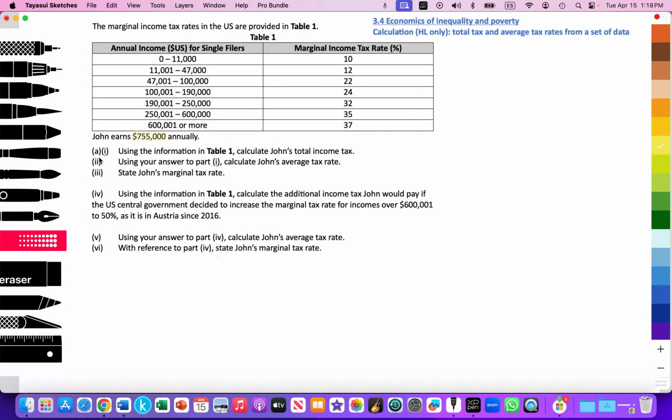And then I look at the first question. A1, using the information in table 1, calculate John's total income tax. And then question 2, using your answer to part 1, calculate his average tax rate. So let's highlight that. We're going to first calculate the total income tax being paid by John. And then we're going to calculate the average tax rate with that data we've calculated. And then we're just going to state his marginal tax rate.